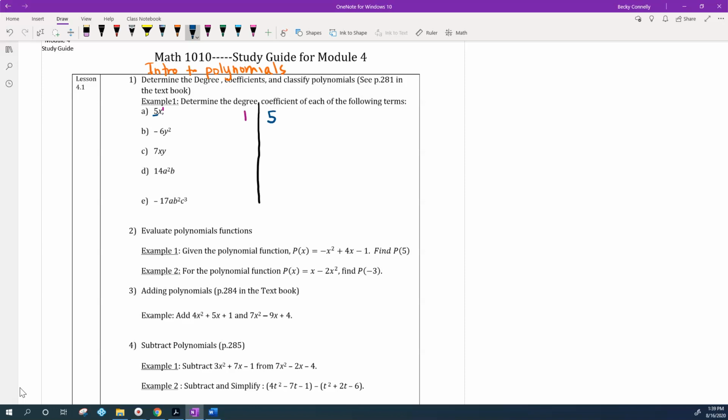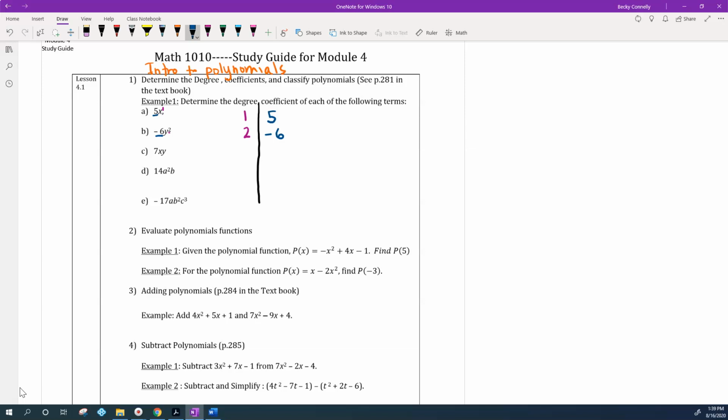Right? On part B, our degree is 2, because we're looking at the exponent there. And our coefficient is -6. Make sure you don't just think it's 6, that negative is still part of it.